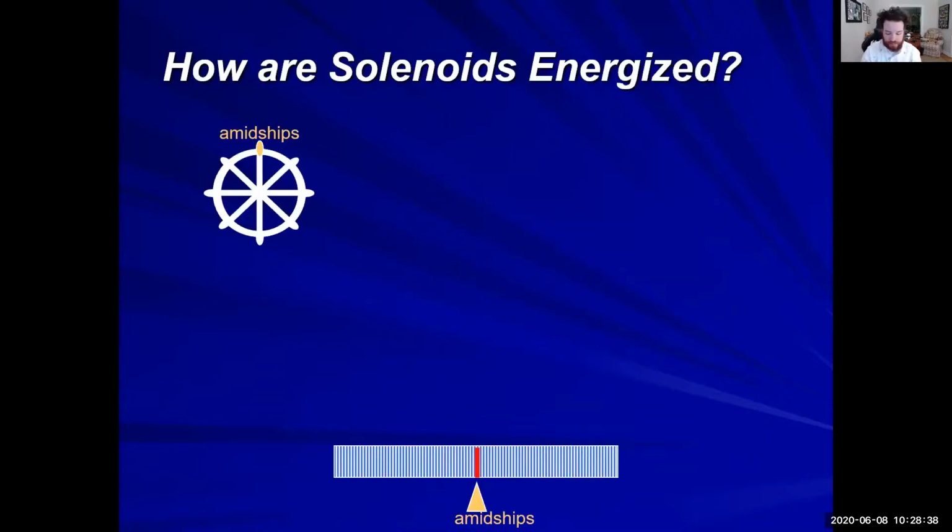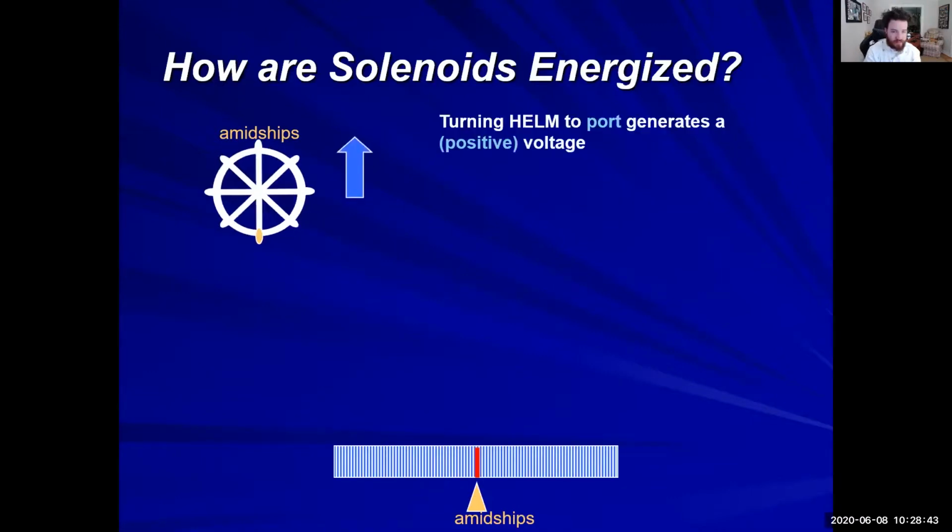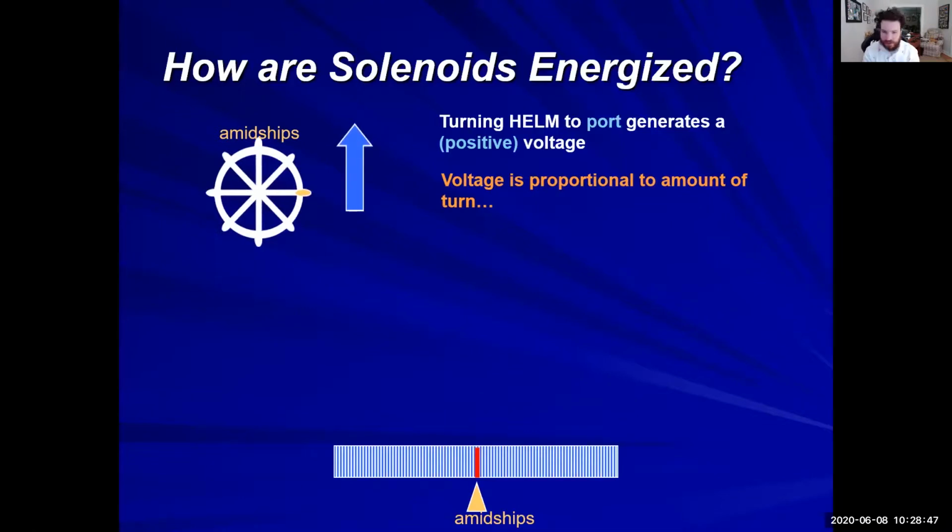Now, how are these solenoids energized? Basically, when you turn the helm to port, it generates a positive voltage. This may be true on all vessels, it may not, but on our vessel, this is how it's programmed. Just know if it's going to be one way, it will be the opposite in the other direction. So when we turn the helm to port, it generates a positive voltage.